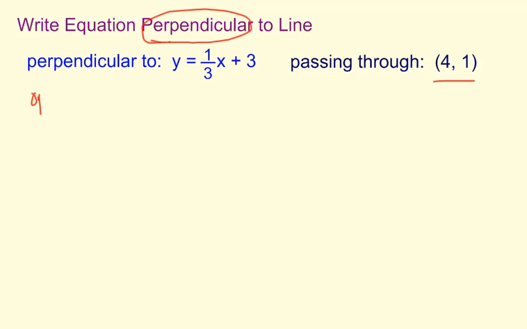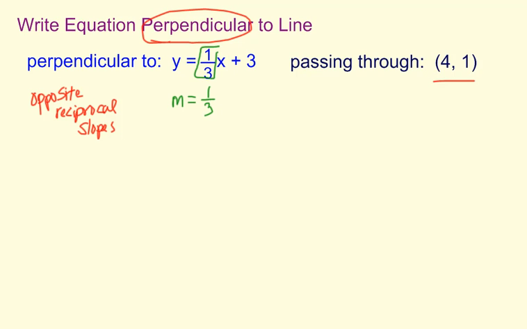Perpendicular lines have opposite reciprocal slopes. So with the line that they gave us, really the only thing we care about is that slope so that we can use a perpendicular slope to that. So the slope in y equals 1/3 x plus 3 is this 1/3. That's the slope of the line they gave us.